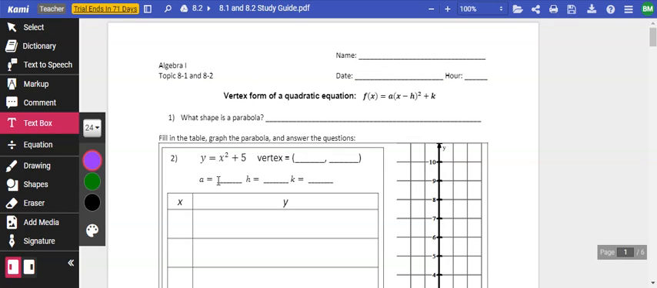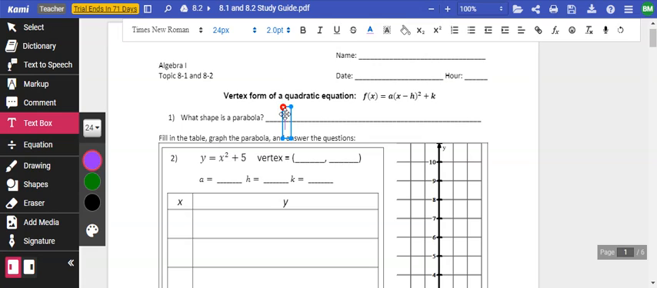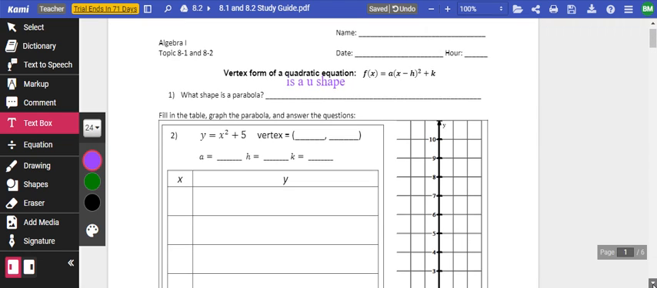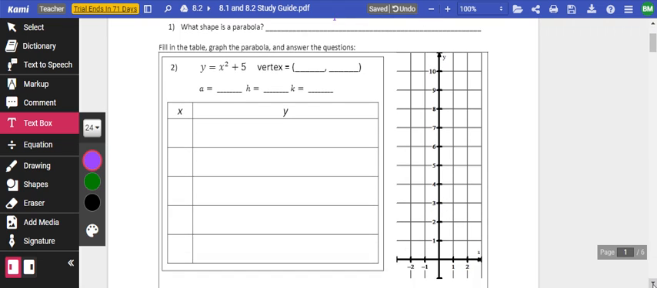So we're just reviewing a little bit about vertex form and quadratic equations. Remember, the shape of a parabola is a U shape or an upside down U. Okay. So we're going to just go through a couple of these. All right. We are looking right here at y equals x squared plus 5.